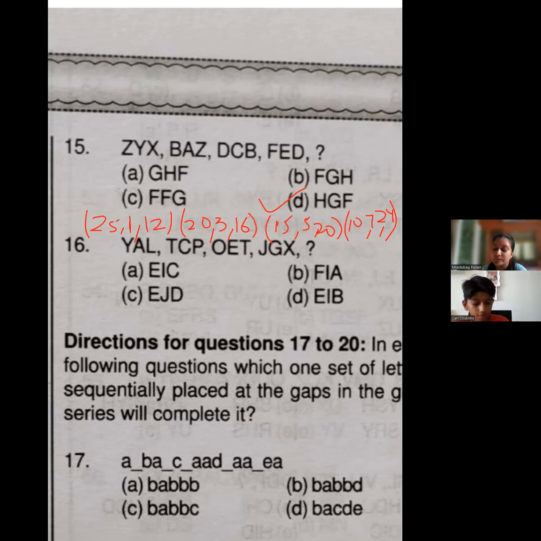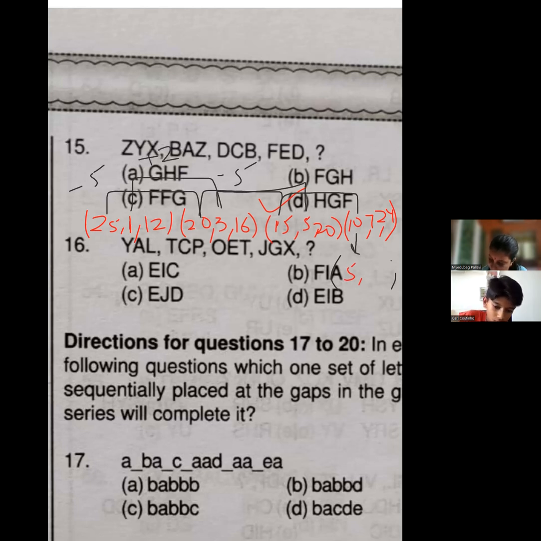The first number decreases by 5. Yes, correct. Minus 5. 25 minus 5 is 20. 20 minus 5 is 15. 15 minus 5 is 10. So the first term of our answer will be 10 minus 5, that will be 5, right? Correct. And then in the next series, it increases by 2. 1 is becoming 3, 3 is becoming 5. So an increase of 2. That means in this, our second term will be 7 plus 2, that will be 9, correct?